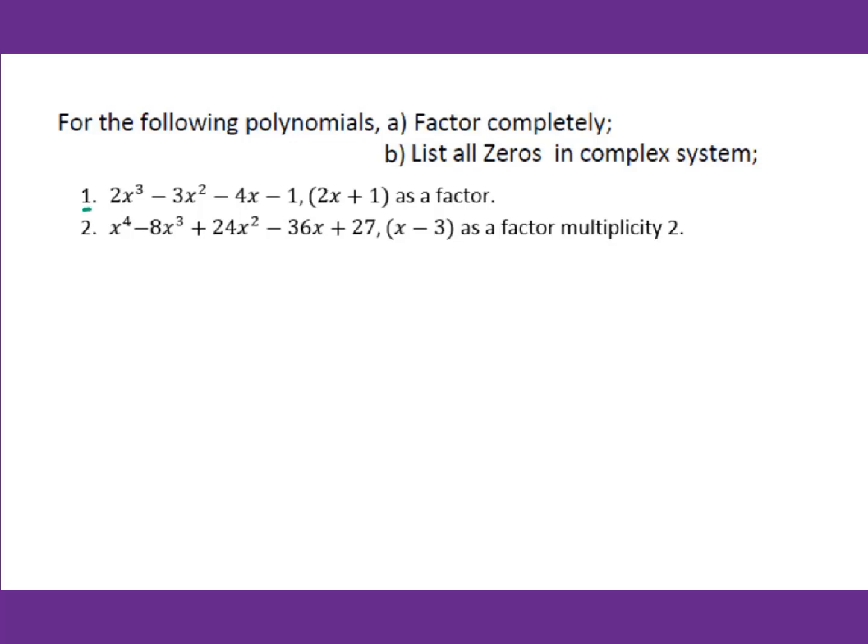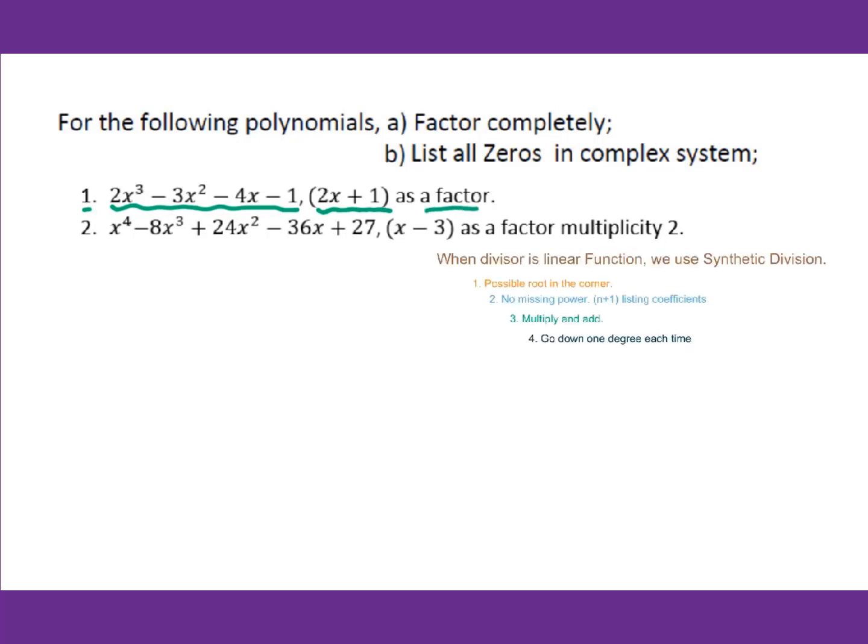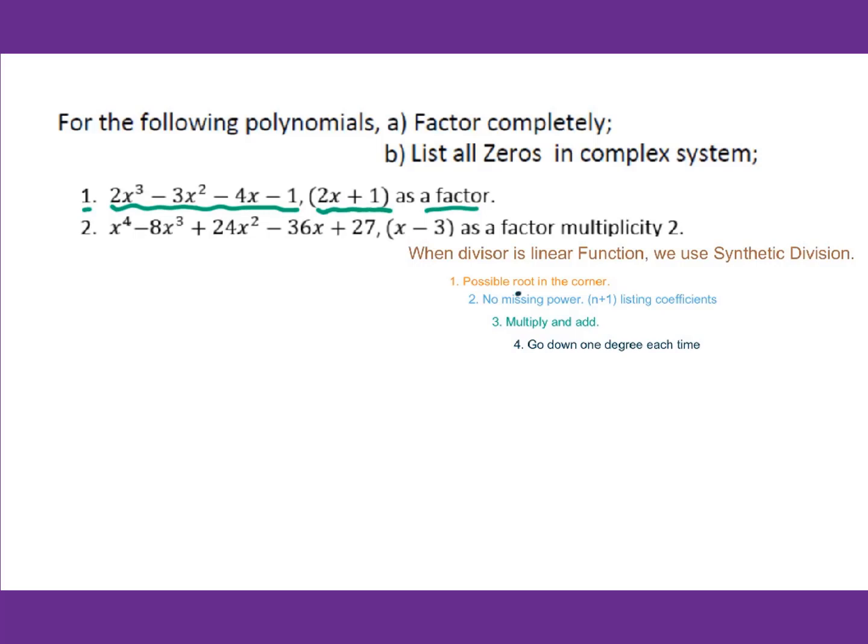For number 1, we have this polynomial function with 2x plus 1 as a factor. First of all, we use synthetic division to factor this polynomial. Root in the corner. Therefore, for 2x plus 1, we set it equal to 0. x equals negative 1 over 2. We put the negative 1 over 2 in the corner. No missing power. Check. We have 3, 2, 1, 0. That's no missing power, so we list all coefficients: 2, negative 3, negative 4, negative 1.